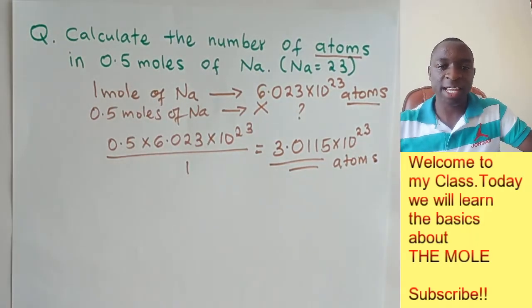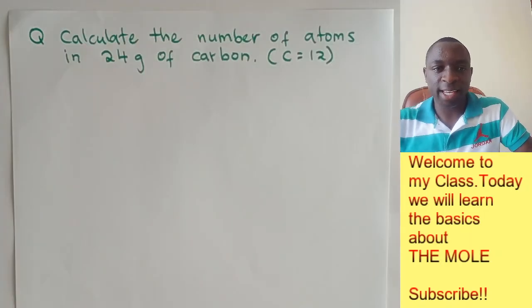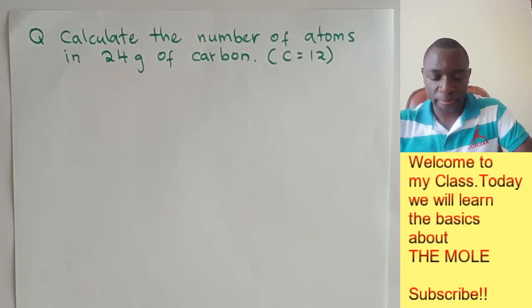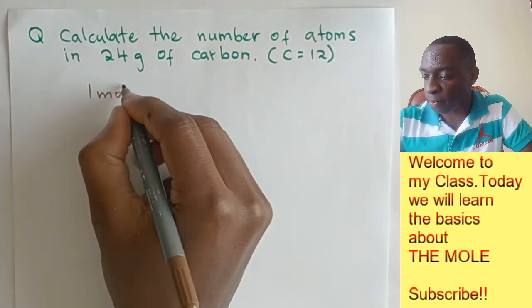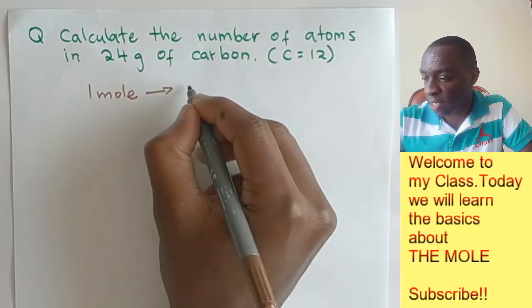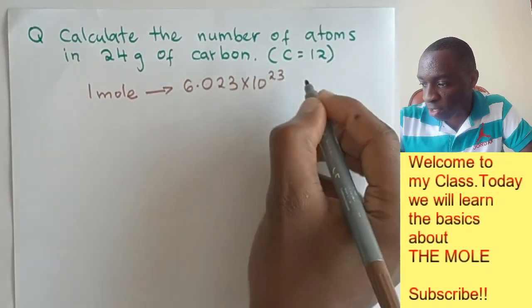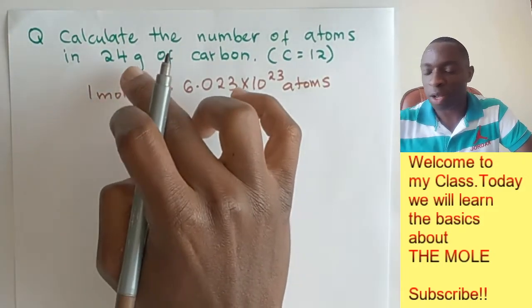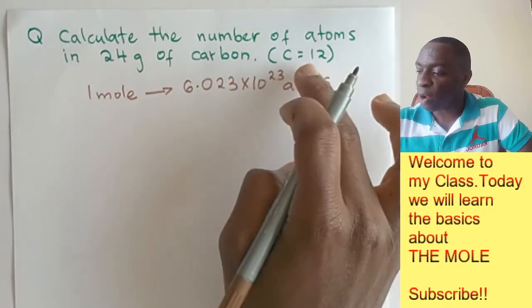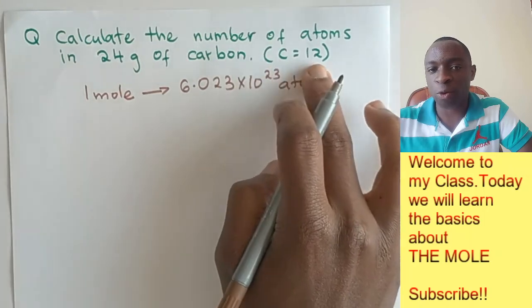Now let's look at another example. So in this second example, you're supposed to calculate the number of atoms in 24 grams of carbon. So once again, just remember that we had our formula of 1 mole contains 6.023 times 10 to the power of 23 atoms. However, now we don't have a mole, we have the value in grams. Now right here in brackets, we have the relative atomic mass of carbon, which is 12.